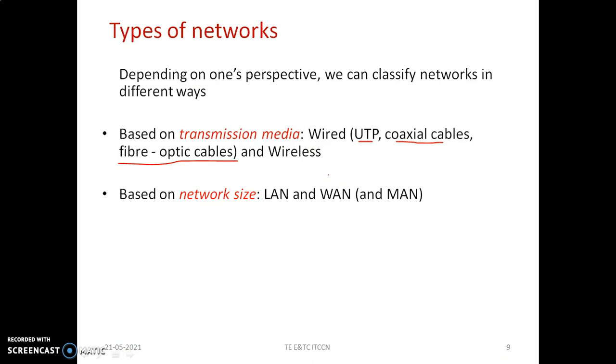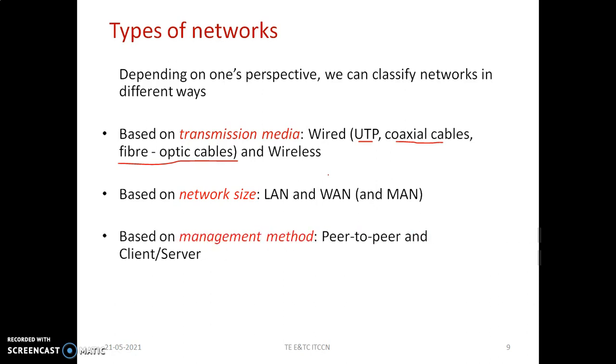The next classification can be based upon the size of the network. Network size can be LAN and WAN, and again it can be MAN, based upon the area covered by the networks. Then, based on the management method, that is, how the communication happens among the nodes. Management means the set of protocols, how the communication is governed between the different nodes. Are they having the same set of rules, ownership? Accordingly, it can be a peer-to-peer network, or it may be a client-server model.